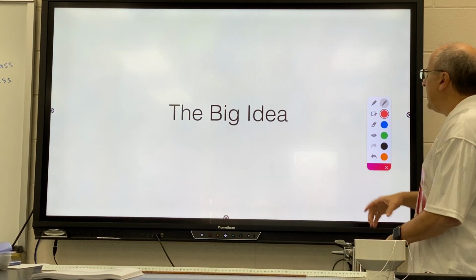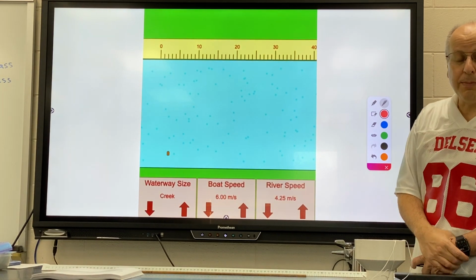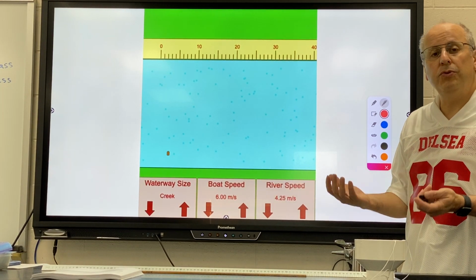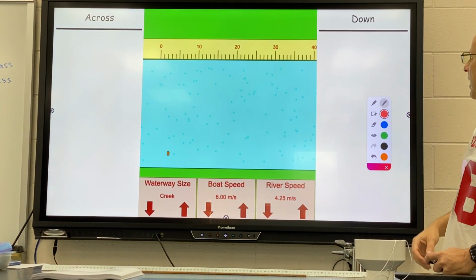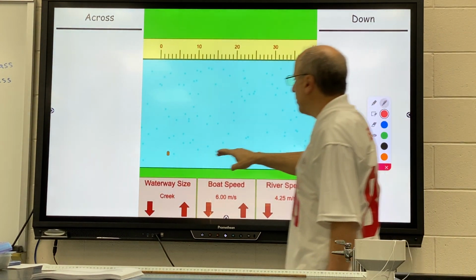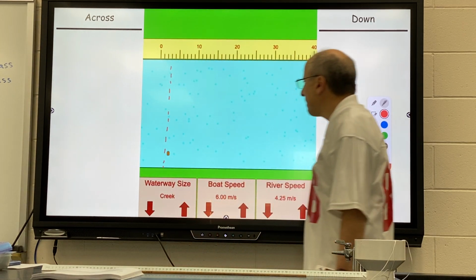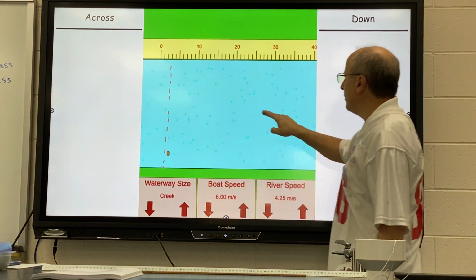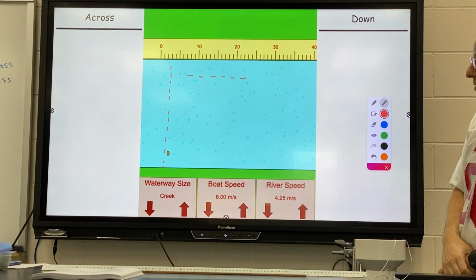Okay, so the big idea with all of this is that when we do these problems, we treat them as 2 separate problems. We do an across the river problem and a down the river problem separately. So across the river refers to going across the river, and down the river refers to how far it's going to drift in the x direction.